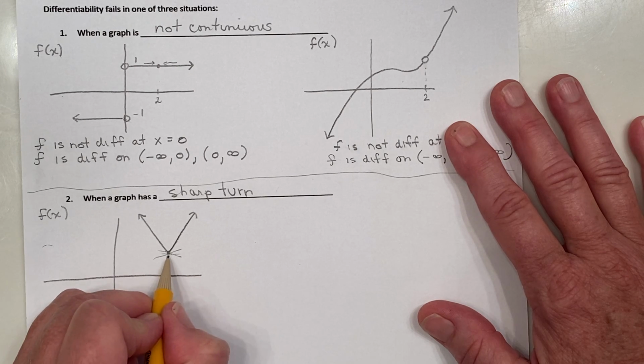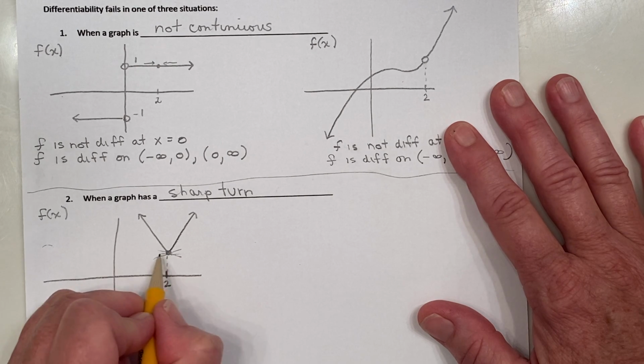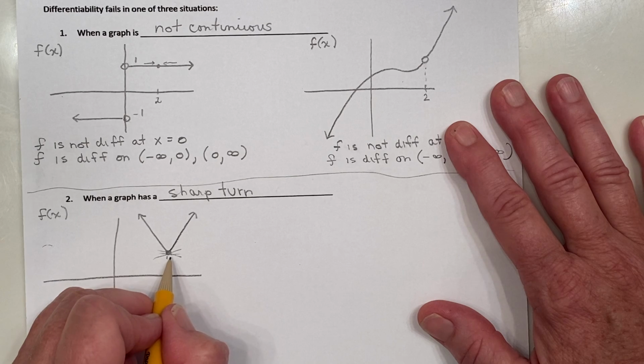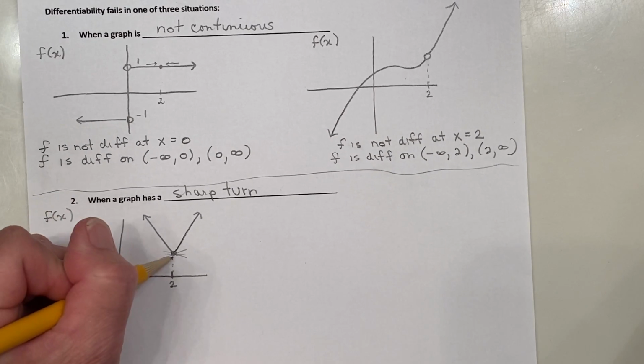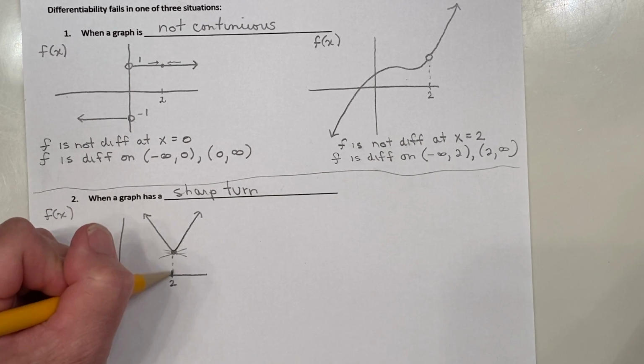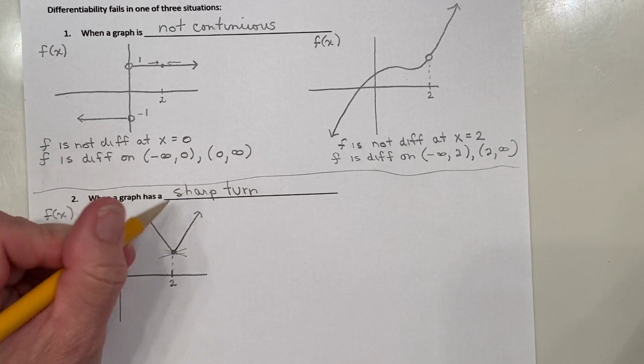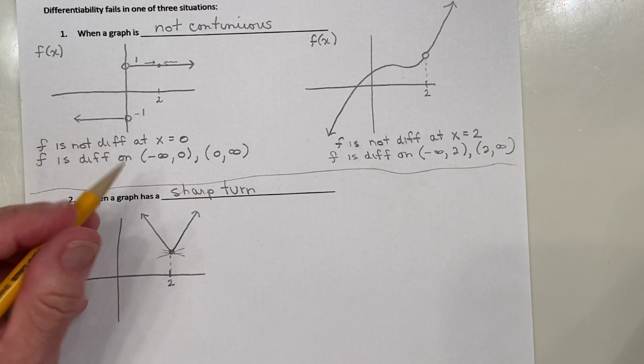It just won't work. The tangent line has to be so close to this function that when you zoom in, you can't tell what's the tangent line and what's the graph. Okay, so this absolute value graph, although continuous, is not differentiable at x equals 2. It's differentiable everywhere else, except for x equals 2.